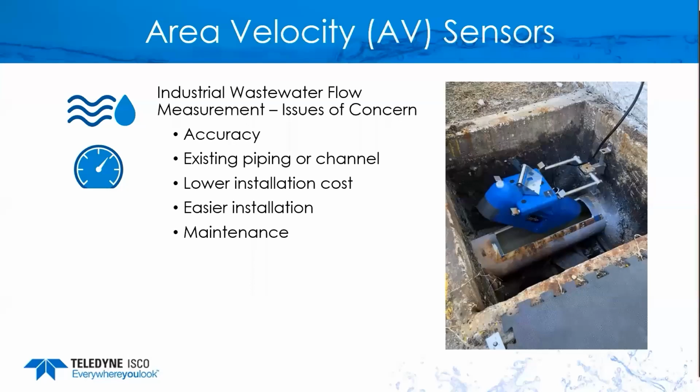Now, using area velocity sensors for industrial flow monitoring, some things to consider are: what accuracy do you need? Do you have an existing pipe or channel? What's going to be the cost of installation? Looking at this example here, this was a fairly easy installation. They were able to cut a hole in the top of that channel. They could have put a wetted sensor in there or a laser flow, or possibly they could have cut that pipe out completely and put in a Bernoulli flume. So you've got a couple of different options, but then it goes into the installation cost. This installation was less expensive than trying to install a flume.